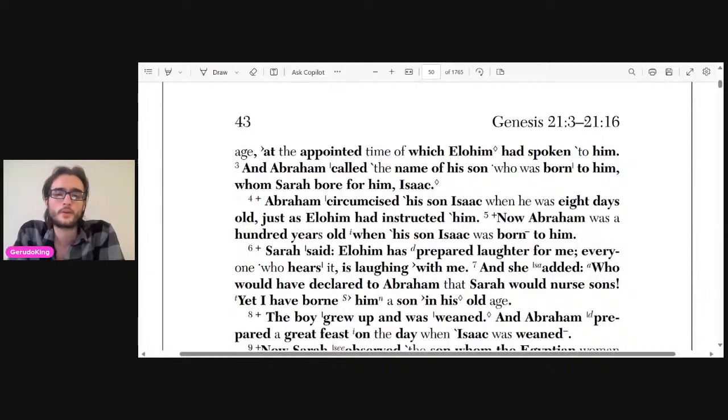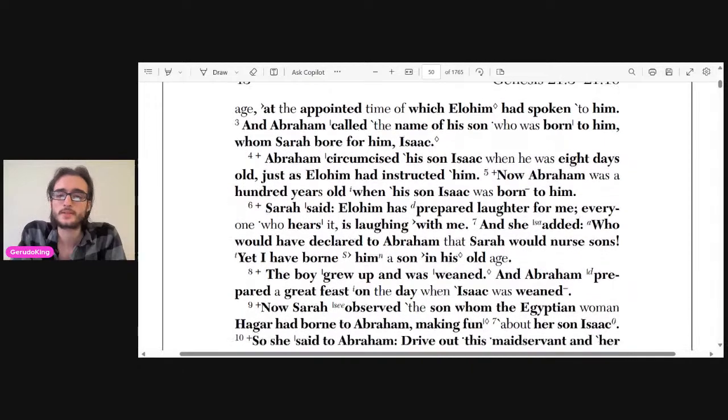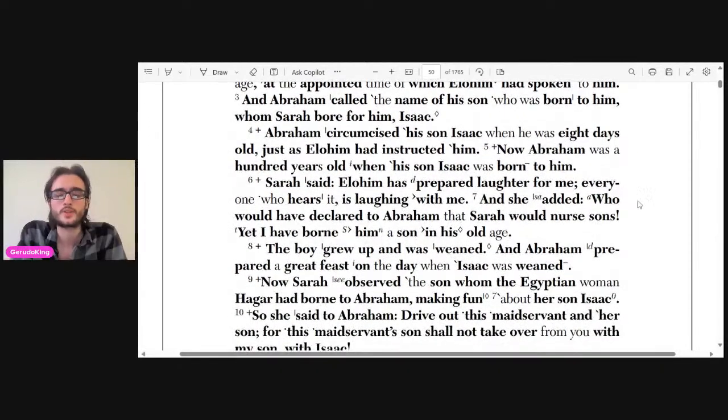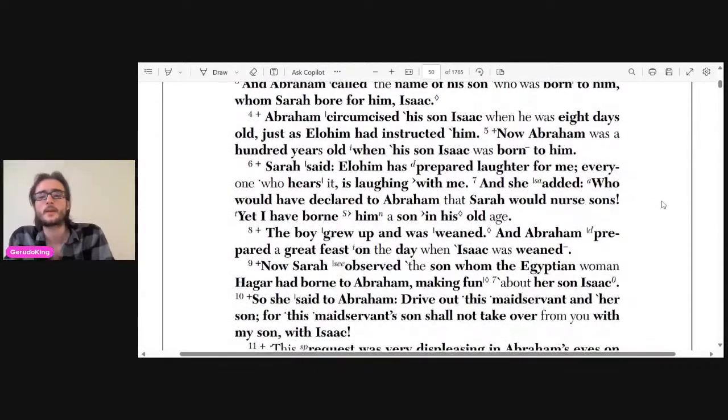And Abraham called the name of his son who was born to him, whom Sarah bore for him, Isaac. Abraham circumcised his son Isaac when he was 8 days old, just as Elohim had instructed him. Now Abraham was 100 years old when his son Isaac was born to him. Sarah said, "Elohim has prepared laughter for me. Everyone who hears it is laughing with me." And she added, "Who would have declared to Abraham that Sarah would nurse sons? Yet I have borne him a son in his old age."